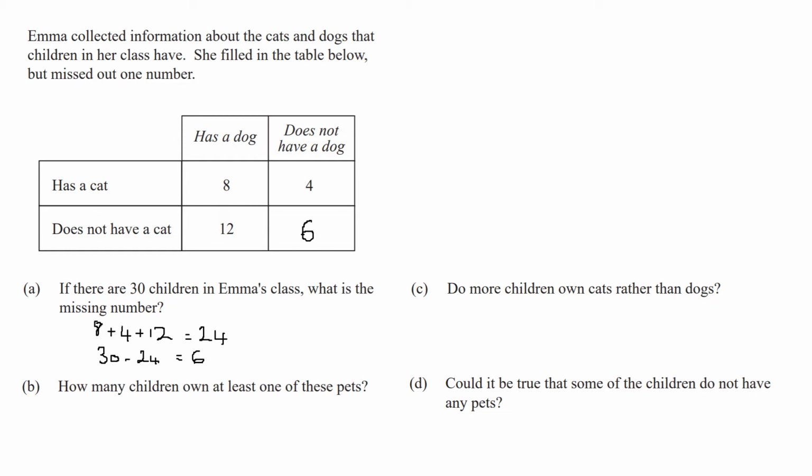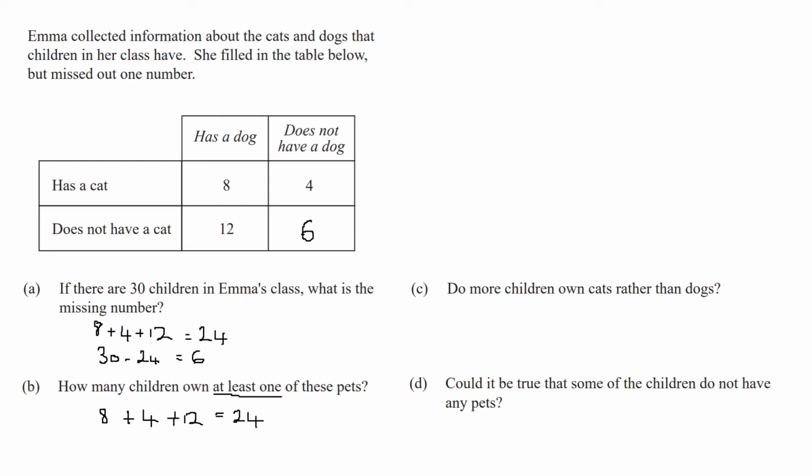Now question B, how many children own at least one of these pets? So at least one means they either have a cat, they have a dog, or they could have a cat and a dog. They've got to have at least one, but they could have more. And that's going to be everyone that we added up in the first question. So again, it's going to be 8, because 8 of them have a dog and a cat. It's going to be 4, add 4, because 4 of them only have a cat. And then we're also going to add the 12 that only have a dog, and that will give us 24.